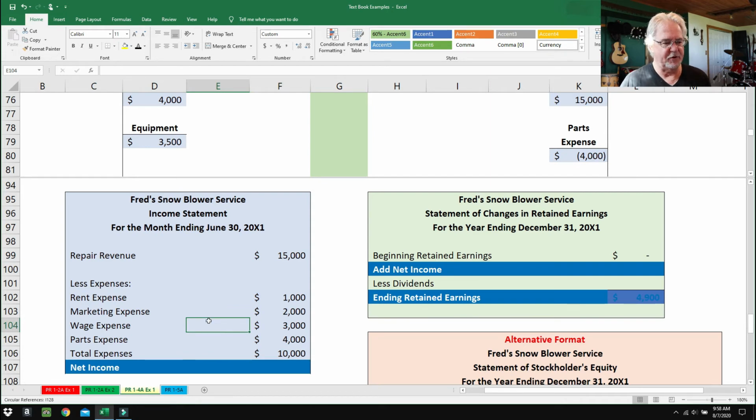And folks, if you want to list these as negative numbers, go ahead. It doesn't matter. All we're going to do is take our repair revenue, and we're going to subtract away our expenses and get our net income. That's all we're doing. So our net income is $5,000. So Fred did fantastic for his first month in business. Repair revenue, that's money coming in from doing your job. Expenses, that's money going out from doing your job. And net income is whatever's left over from doing your job.